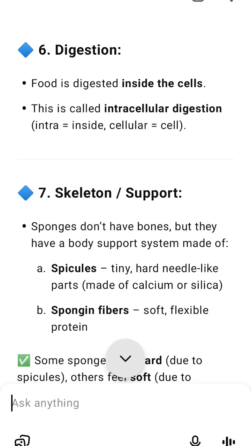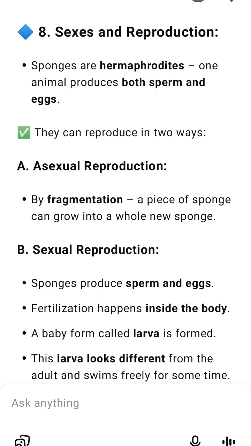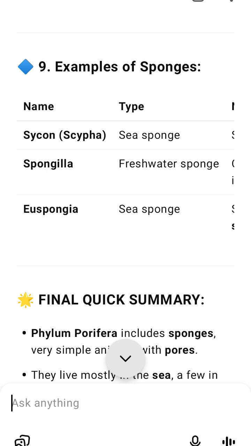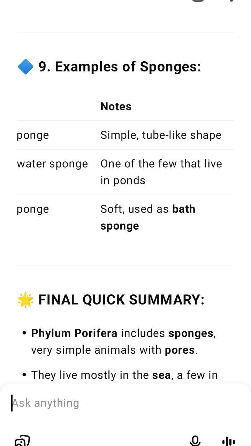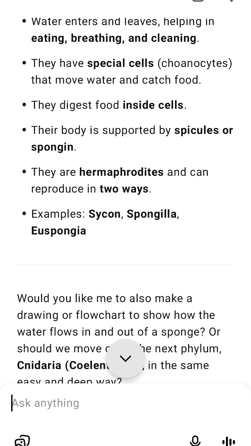Final quick summary. Phylum Porifera includes sponges, very simple animals with pores. They live mostly in the sea, a few in freshwater. Their body has holes, ostia, a space, spongocoel, and a big opening, osculum. Water enters and leaves, helping in eating, breathing, and cleaning. They have special cells, choanocytes, that move water and catch food. They digest food inside cells. Their body is supported by spicules or spongin. They are hermaphrodites and can reproduce in 2 ways. Examples, Sycon, Spongilla, Euspongia.